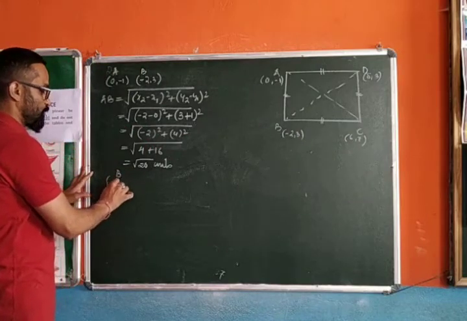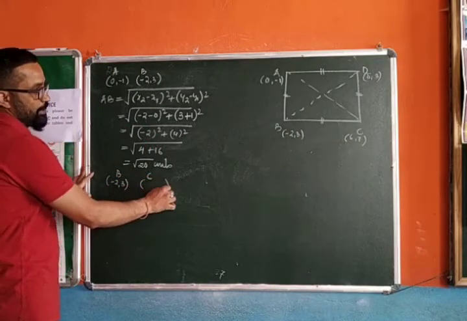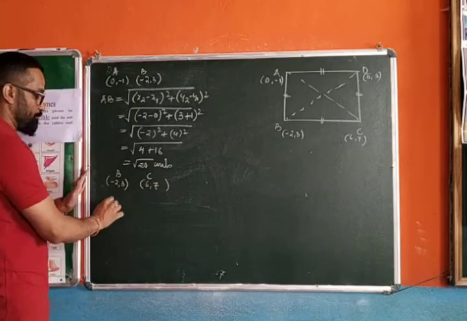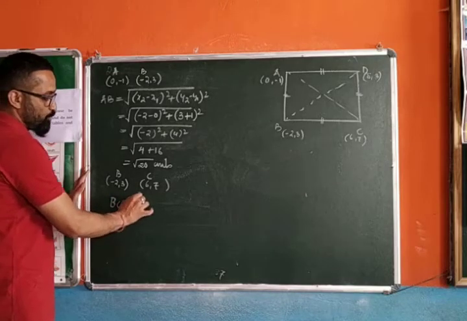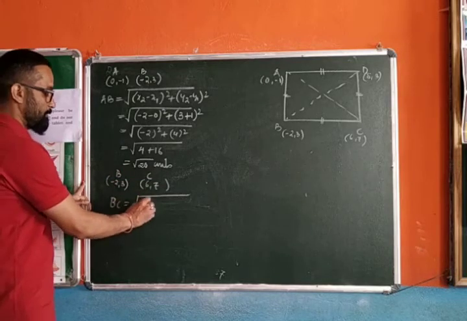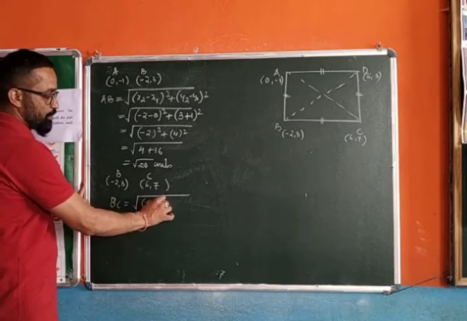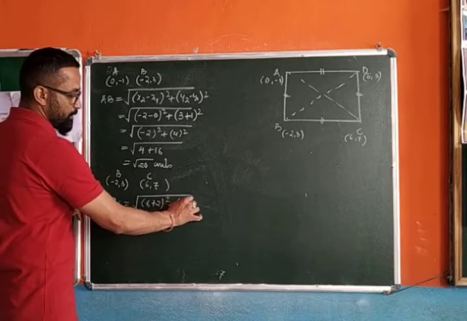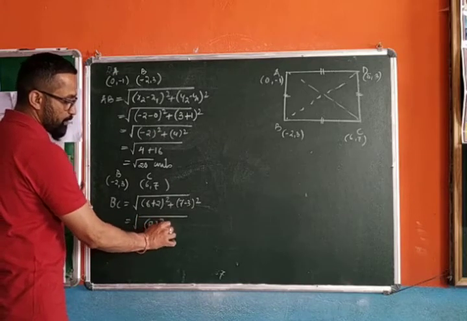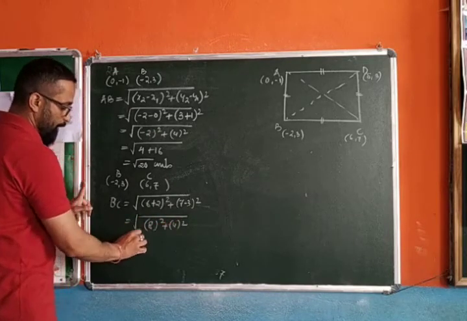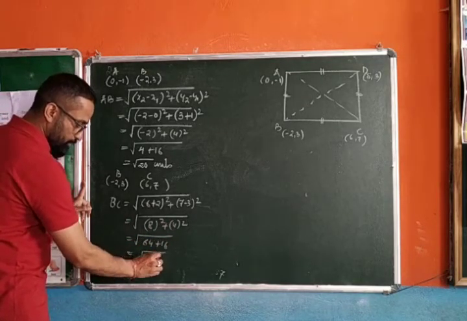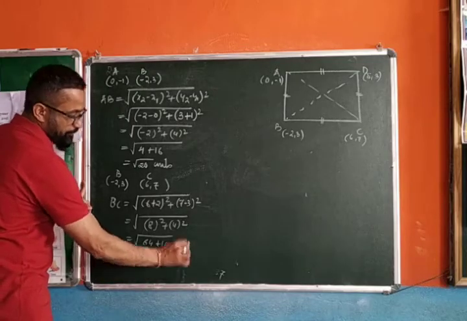Now you calculate BC. Coordinate of B is (-2, 3). C has coordinate (6, 7). We calculate the distance again, BC. I'm doing the calculation directly. You can write the formula and do it yourself. 6 minus -2 is 8, so 8 square, plus 7 minus 3 is 4 square. 8 into 8 is 64 plus 16. Add it up, you get root 80 units.